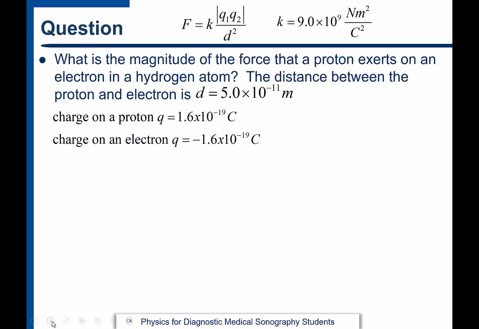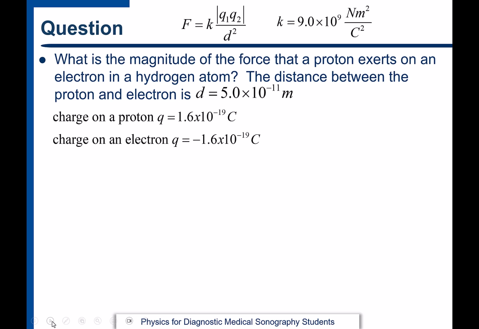Let's do a couple practice problems using Coulomb's law. You might want to pause the video here and try this one yourself first and then see if you get it right. What is the magnitude of the force that a proton exerts on an electron in a hydrogen atom? The distance between the proton and the electron is 5 times 10 to the negative 11th meters.